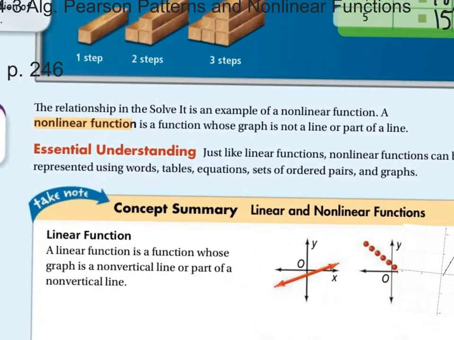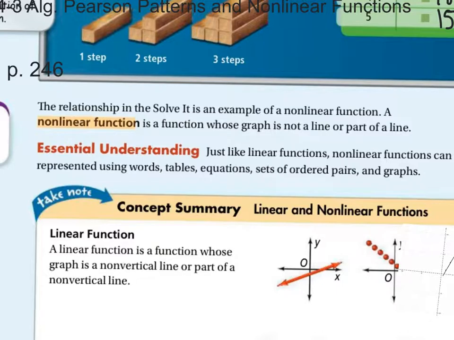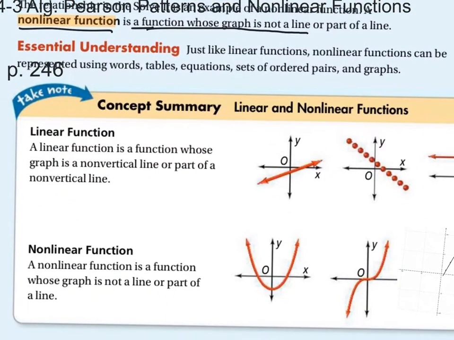So a nonlinear function is a function whose graph is not a line. Okay, kind of makes sense. Nonlinear, it's not a line. One thing we could do is they might just give you a graph and then say, is this linear or nonlinear? So some examples here.